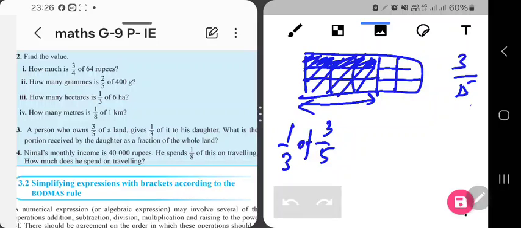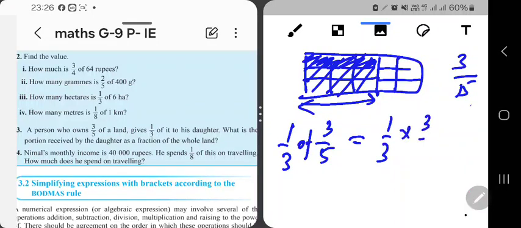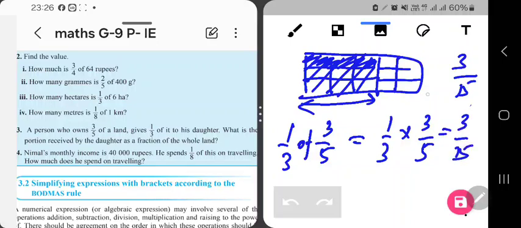So you can simply calculate it as 1 over 3 of 3 over 5, which you can make in this way, 3 over 15. You don't even need to draw it this way, but because of the terminology and the knowledge of fractions, now you can just calculate it in this way. That's pretty easy.